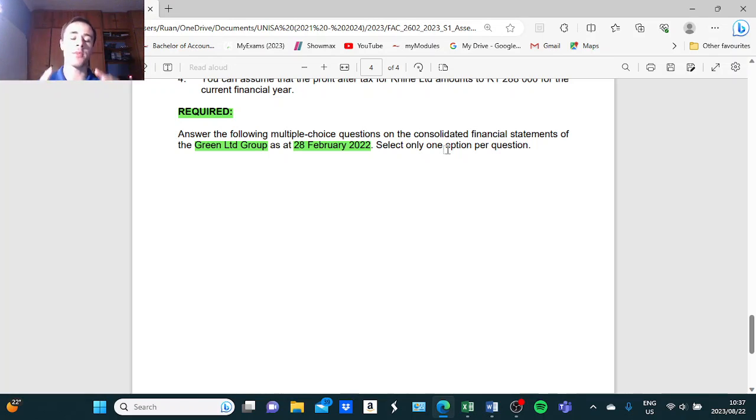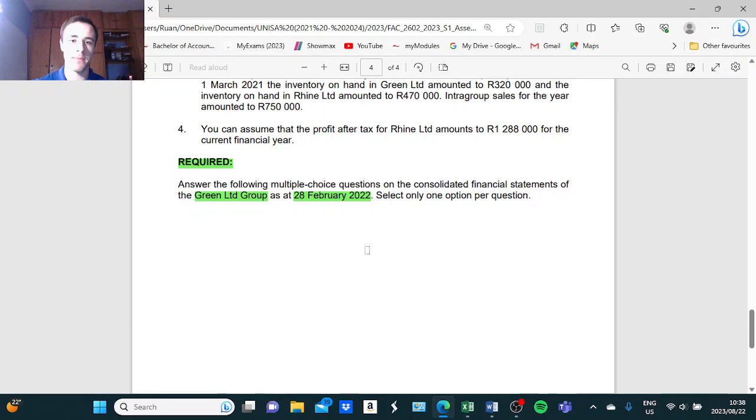All right. From the required section, we can identify the identities of our parent and subsidiary respectively. Since we are dealing with the Green Limited Group, the parent is Green Limited and Rhine Limited will be the subsidiary. As I've mentioned numerous times, for the purposes of this module, we only deal with simple groups. That will be a group where there's a parent and one subsidiary. Complex groups will be dealt with in FAC2602.